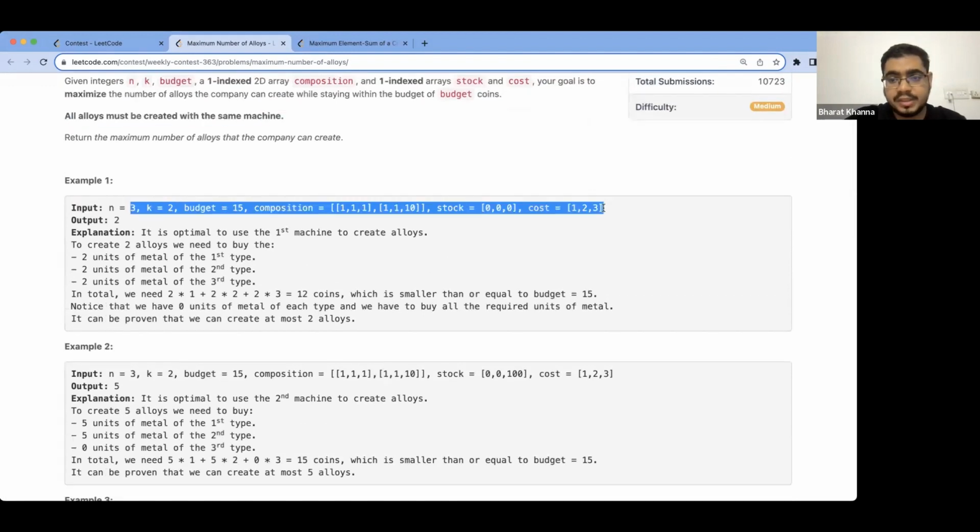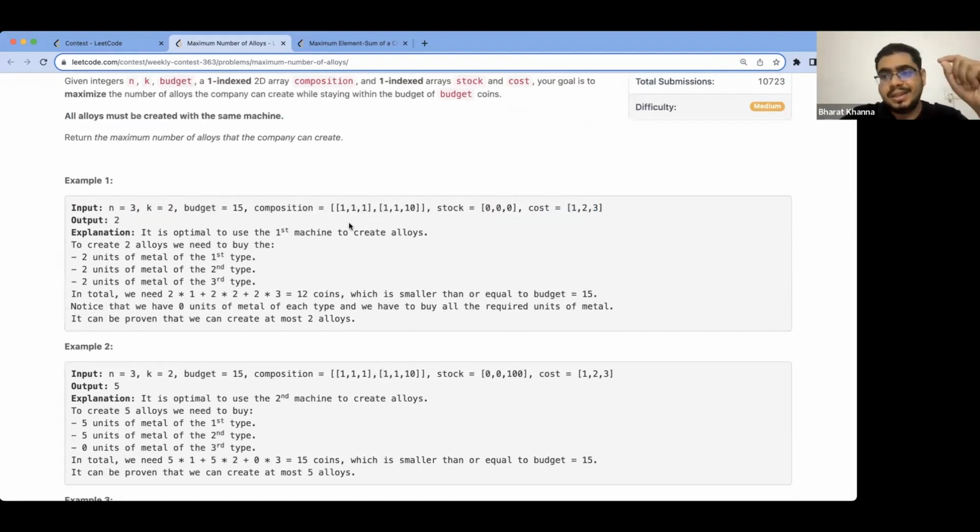So let's say this is the constraint that we have. Let's first try to make alloys of the first type. We have nothing in stock. Everything we would need to buy. Total budget is 15 rupees. Can you tell me, to make 1 unit of this alloy, how much money we would need? 6. Why? Because we need to buy 1 of each, and costs are 3 plus 2 plus 1, that is 6. So 1 unit costs 6.